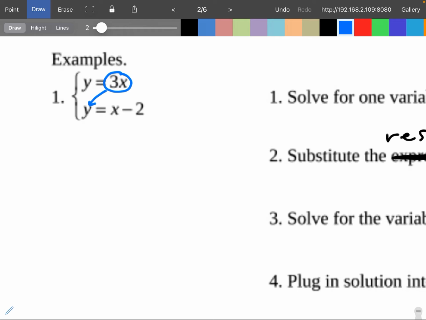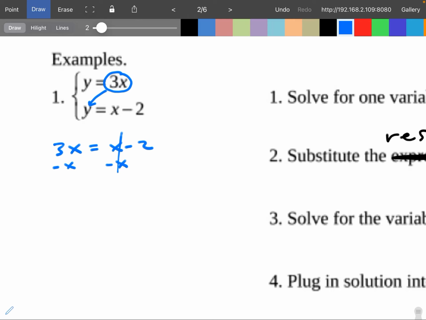So we know now that y is equal to 3x. Well, that means y is the same thing as 3x. So I can take this 3x right here and I can substitute it in for y in the second equation. So step 1 was already done. And then that's step 2 right there, to plug 3x in for y in the second equation. And when you're plugging it in, that's called substituting. That's why this is the substitution method. So now that second equation would look like 3x equals x minus 2.